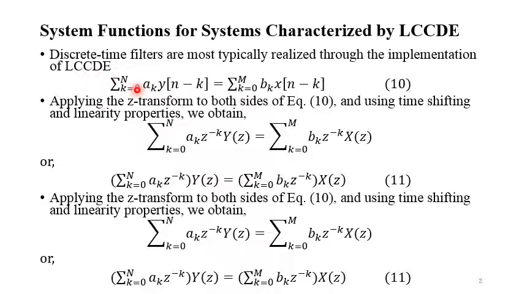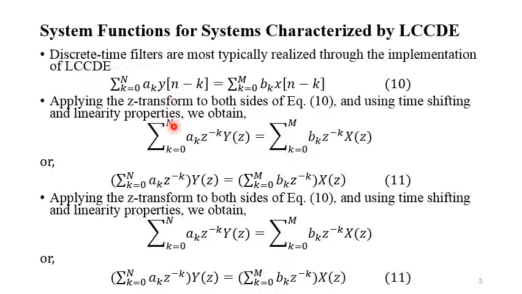A typical equation is summation k running from 0 up to N a_k y of n minus k is equal to summation k running from 0 up to M b_k x of n minus k. So applying the z transform to both sides of this equation will result in a_k z to the power minus k Y of z. You understand k represents the delay in the y of n.